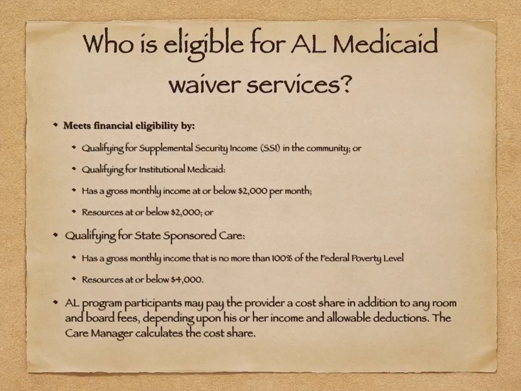Who is eligible for AL Medicaid waiver? Well, you must meet financial eligibility by qualifying, as before, for Supplemental Security Income, SSI, in the community, or for institutional Medicaid. Qualifying for state-sponsored care, you must have a gross monthly income that's no more than 100% of the federal poverty level and have resources at or below $4,000. The AL program participants may pay the provider a cost share in addition to any room and board fees, depending on his or her income and allowable deductions. The care manager calculates the cost share.